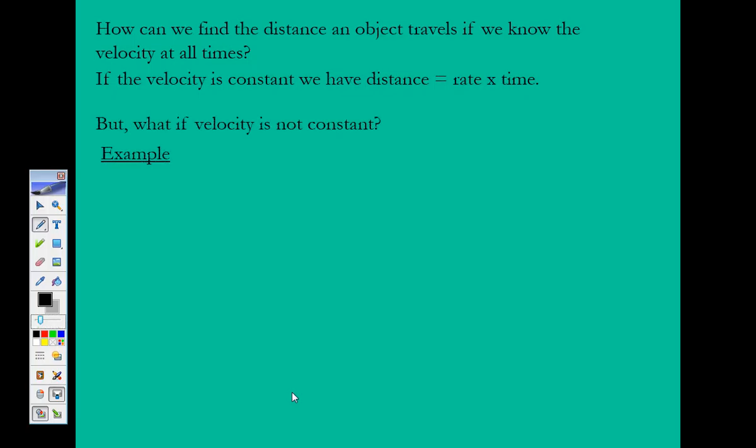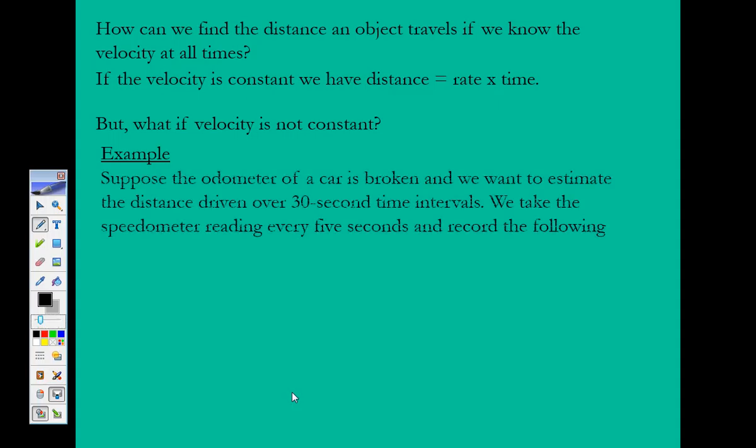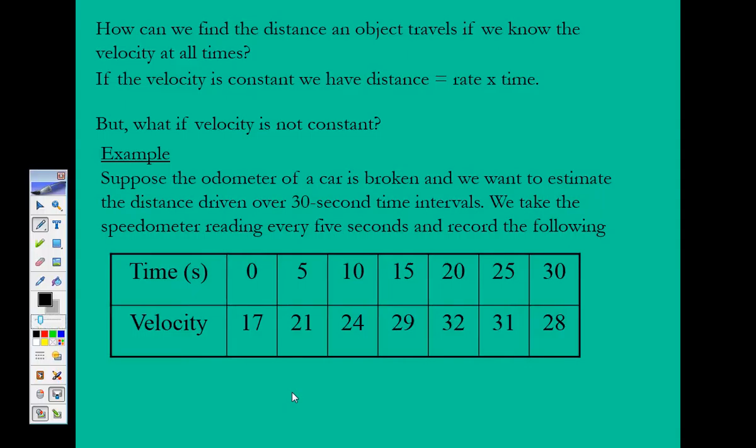So we're going to be looking at an example where, what if our velocity is not a constant velocity? Suppose the odometer of a car is broken. We want to estimate the distance traveled over 30-second time intervals. We take the speedometer reading every 5 seconds and record the following. So when we start at time 0, we see the velocity of 17. 5 seconds later, we record our velocity, 21 miles per hour. 10 seconds, we record the velocity, 24 miles per hour, and so on. We do this for a time interval of 30 seconds.